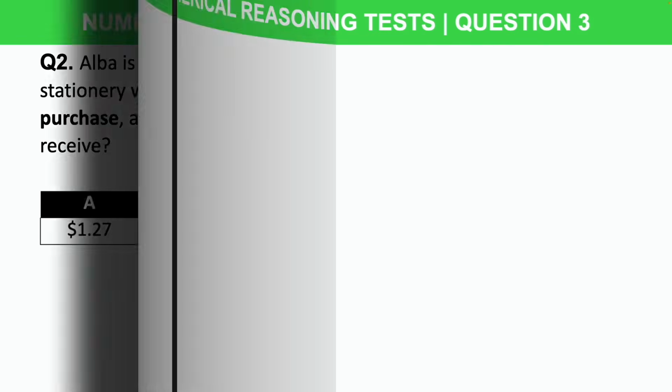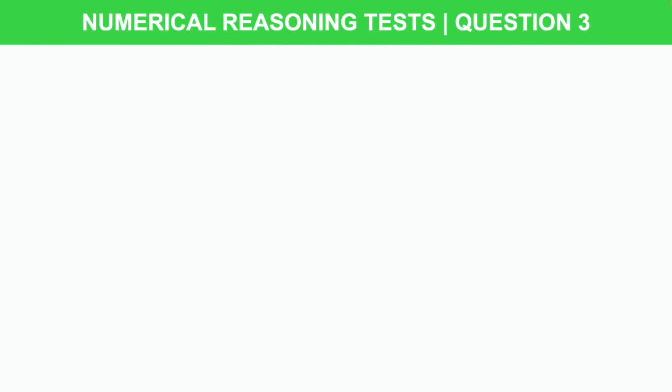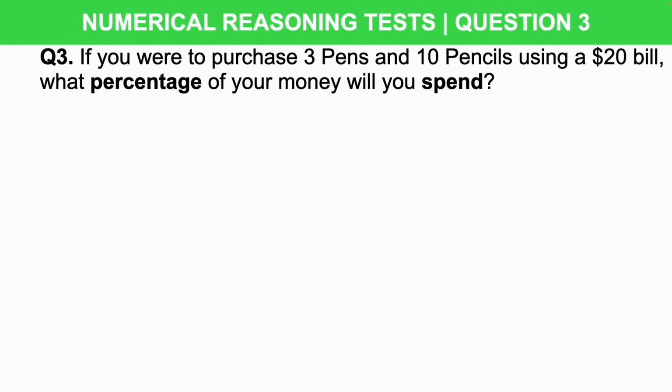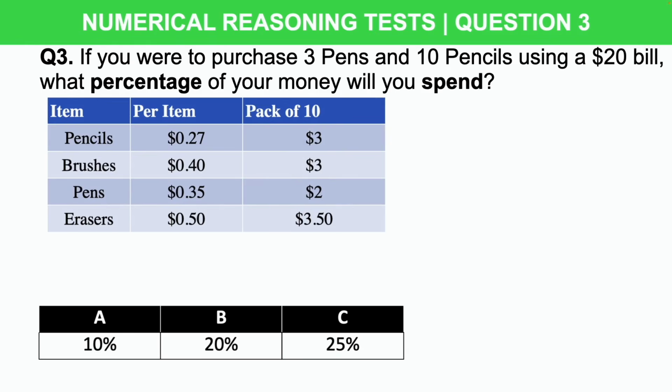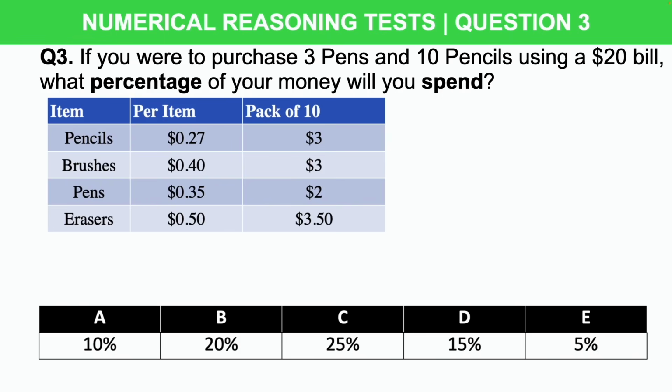Okay, let's move on to a similar numerical format that's used in the Deutsche Bank maths assessment. Okay, now it's time to make these a bit more challenging by mixing in visual graphs and tables. These numerical question types are known as data interpretation tests and are frequently used in Deutsche Bank style numerical reasoning assessments. So here is the question. If you were to purchase 3 pens and 10 pencils using a $20 bill, what percentage of your money will you spend? Here is the table with that data with the costs in it. Is the answer A, 10%, B, 20%, C, 25%, D, 15%, or is it E, 5%?